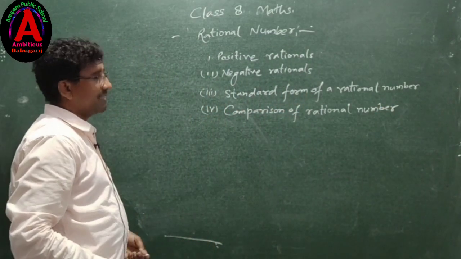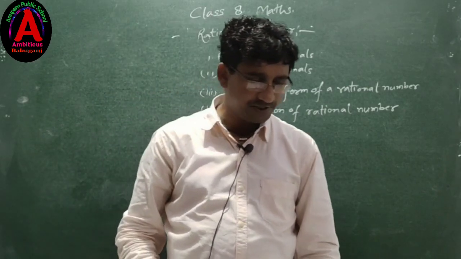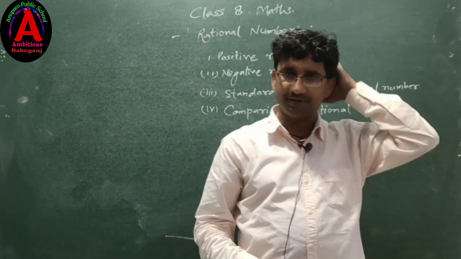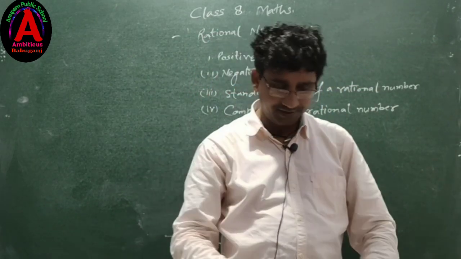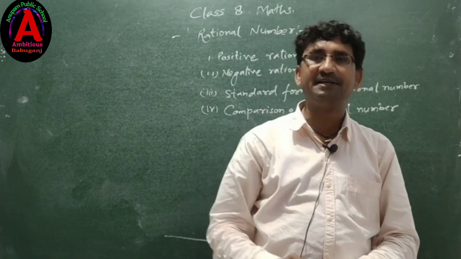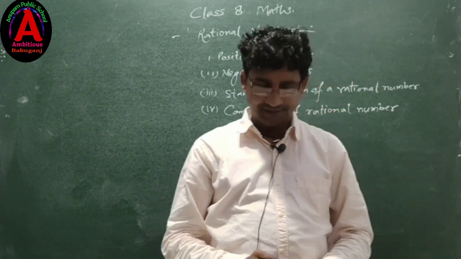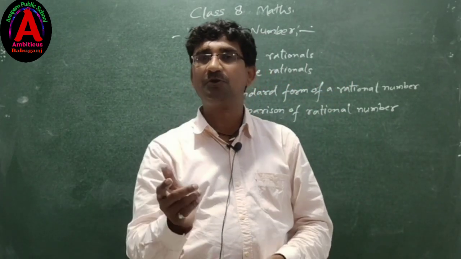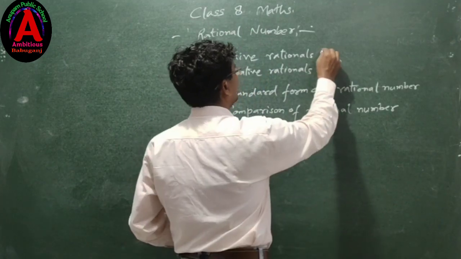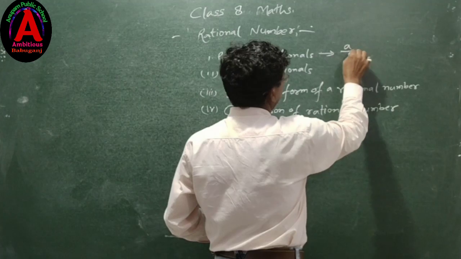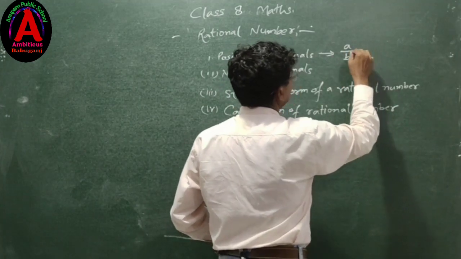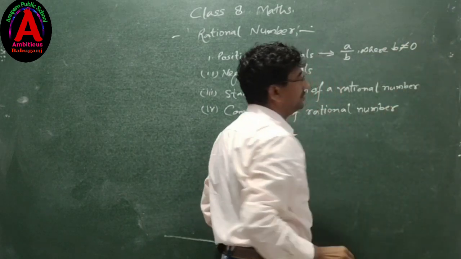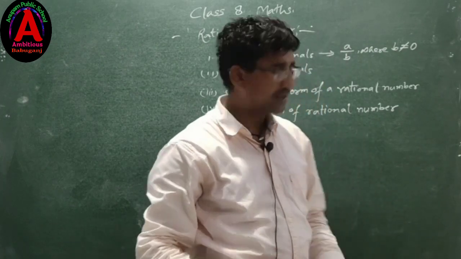First, positive rationals. What is a positive rational? A number of the form a upon b, where a and b are integers and b should not be equal to 0, is called a rational number.